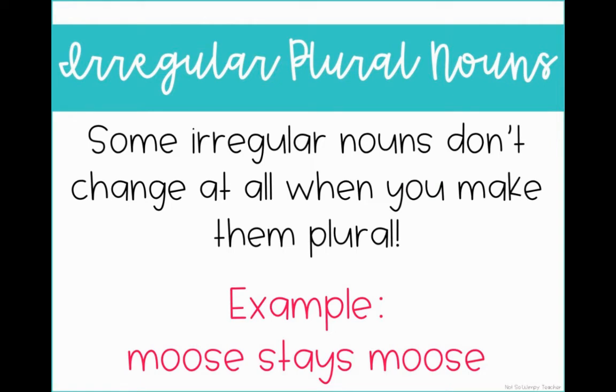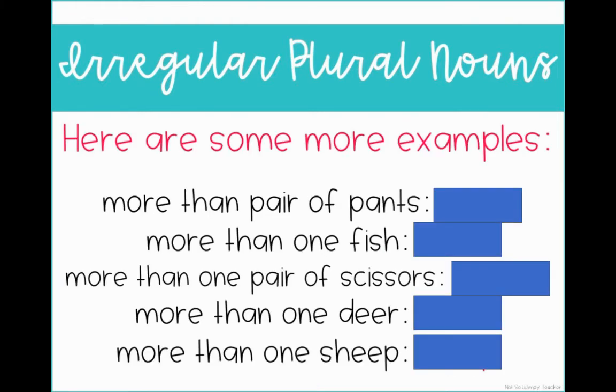So some irregulars don't change at all. So I could have one moose in my backyard, or I could have 10 moose in my backyard. The plural noun for moose stays the same. So here are some others that stay the same.